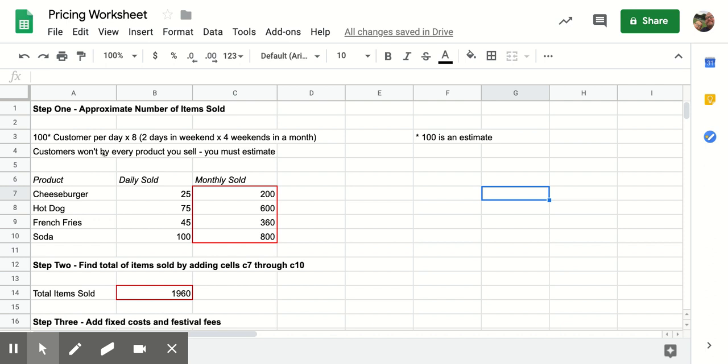Okay. Now, your customers aren't going to buy every product you sell. So chances are they're not going to come up and buy a cheeseburger, hot dog, french fries, and soda. Now, it's assuming you only have 4 products. You might even have a lot more. Again, they're not going to buy everything.